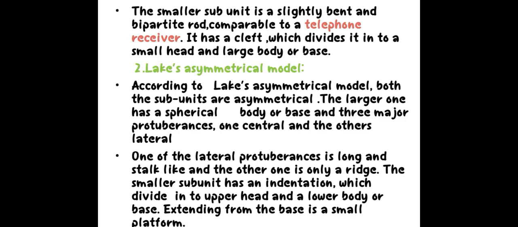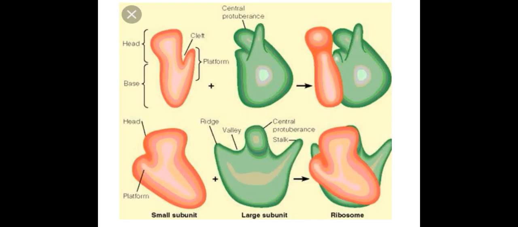Then Lake's asymmetrical model. According to Lake's asymmetrical model, both subunits are asymmetrical. The larger one has a spherical body or base and three major protuberances, one central and the others lateral. One of the lateral protuberances is long and slug-like, and the other one is only a ridge. The smaller subunit has an indentation which divides it into an upper head and a lower body or base. Extending from the base is a small platform. Here you can see this picture.